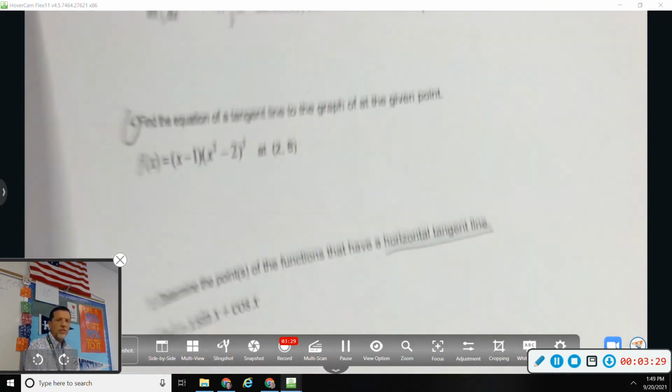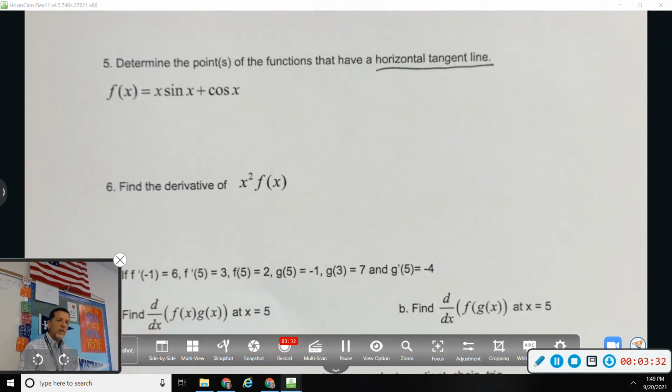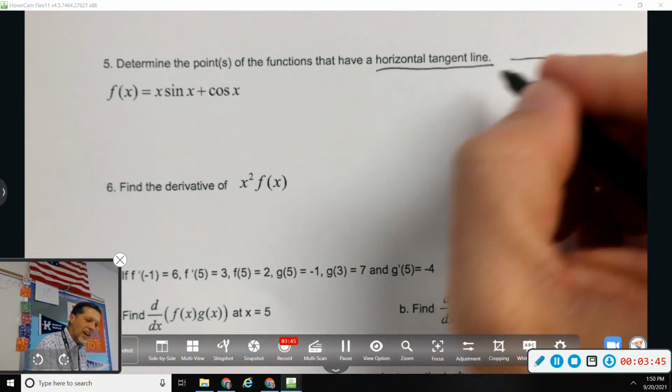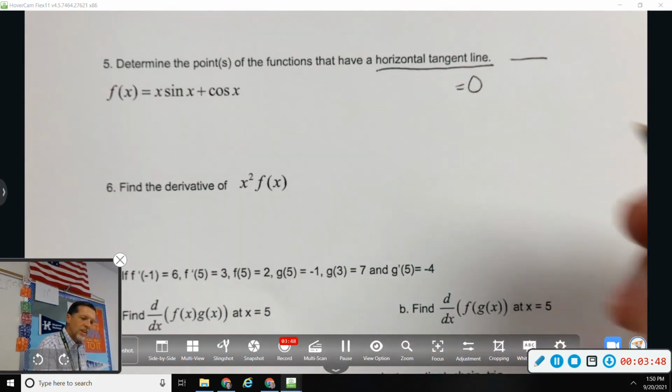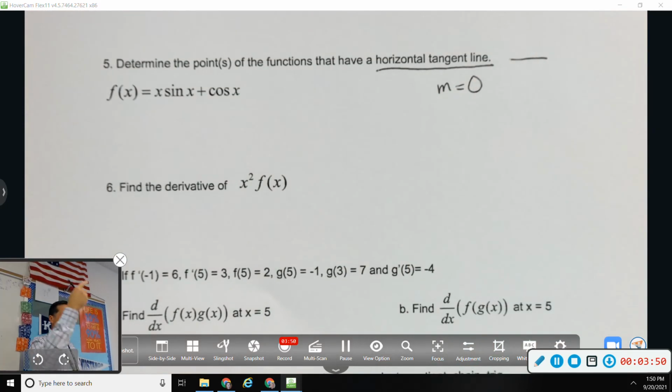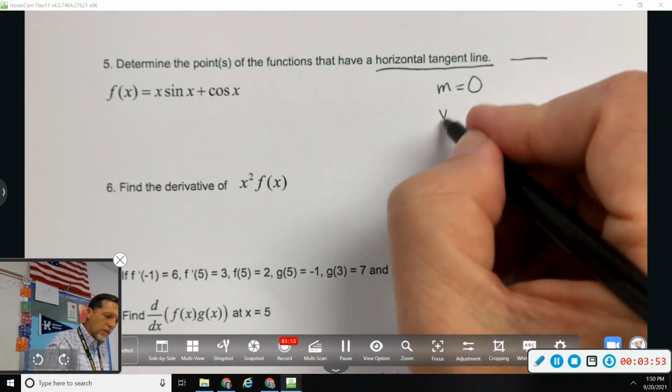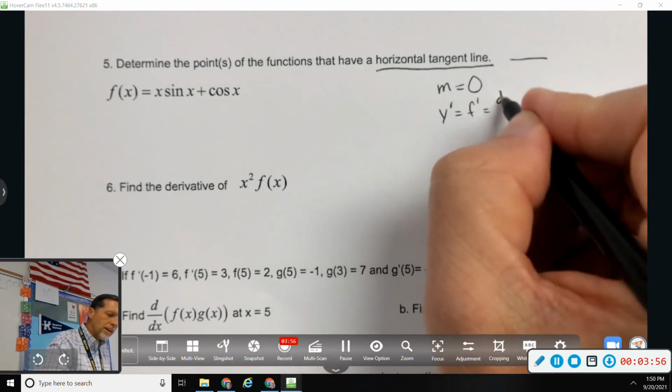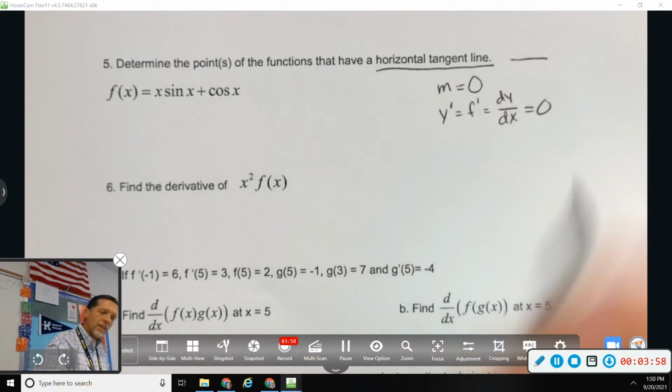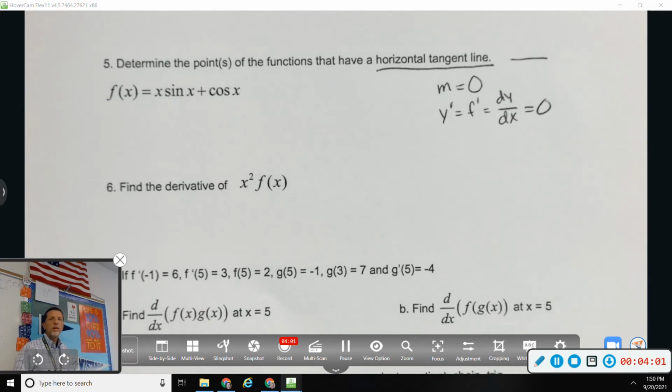Let me ask a question or two here. On number 5, it says horizontal tangent line. What should your brain think when it sees horizontal tangent line? Okay, I saw one of these and I saw one of these, and that's both correct, right? So it looks like that. What's 0? Slope, which means the derivative, y prime or f prime or dy/dx, however you want to write it, is 0. So that's really just a fancy way of asking, where is the derivative 0?